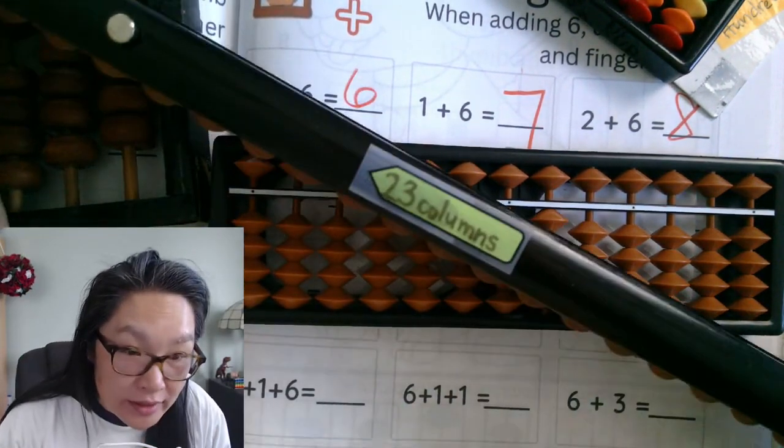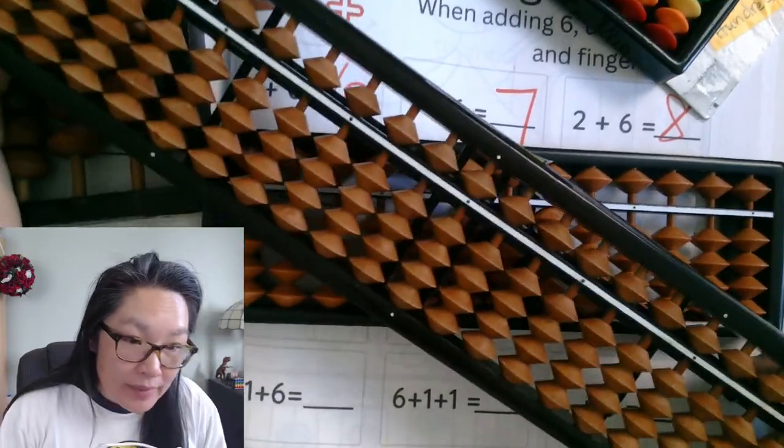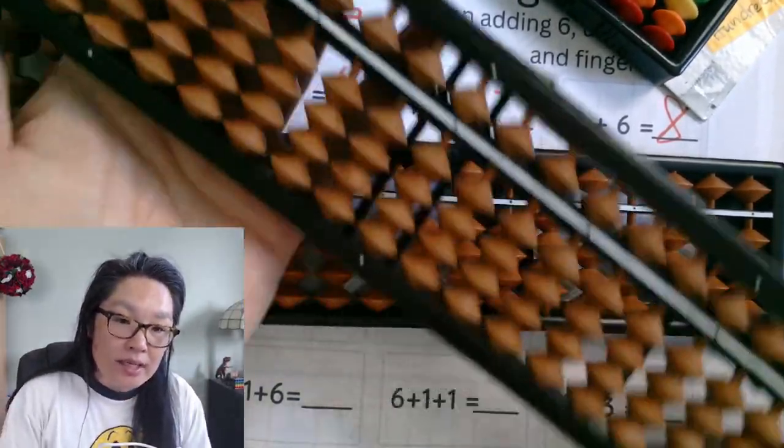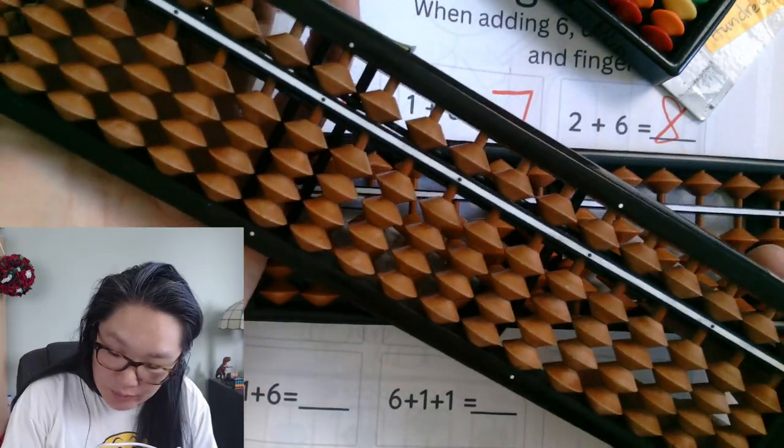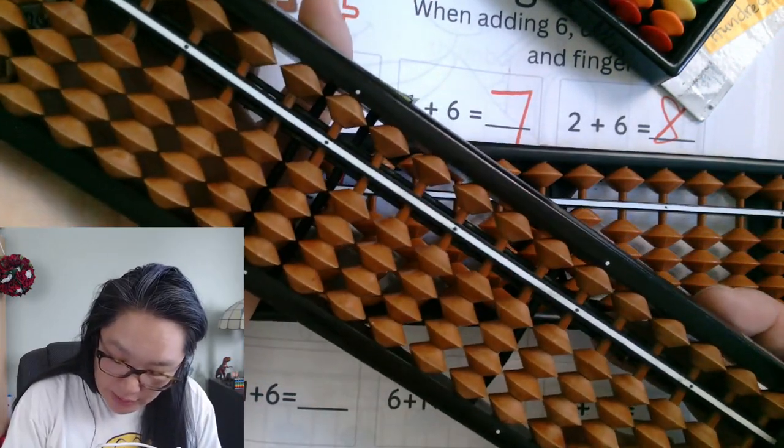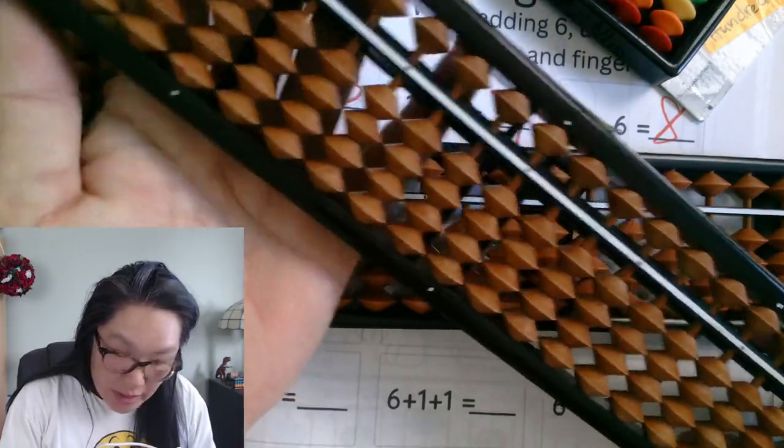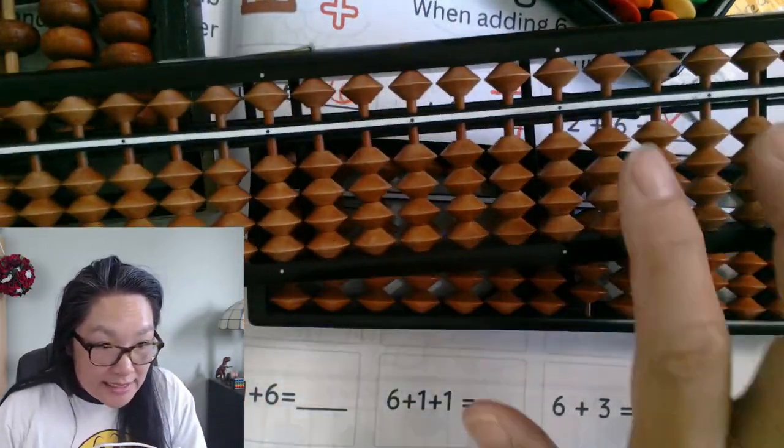I got to get a bigger one. This is a 23 column abacus. And so this is the abacus that I started off with. And this has been with me for quite some years. I've been teaching abacus for more than 20 years. And so if you look, it's the same thing.